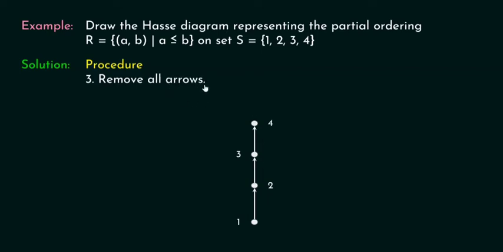Finally, we must remove all arrows because we know that the direction is from bottom to top. Therefore, there is no need to mention these arrows, right? So let's just remove them. And this is our final result.